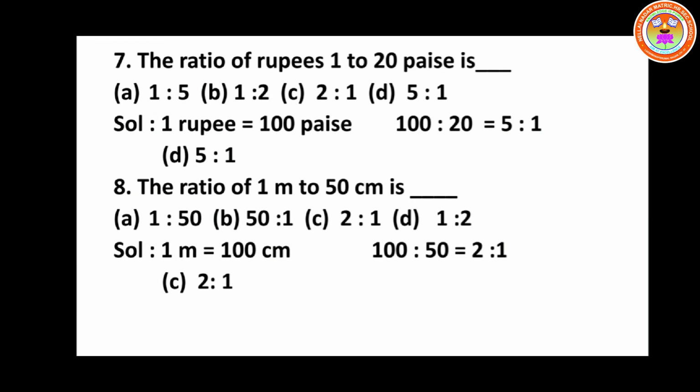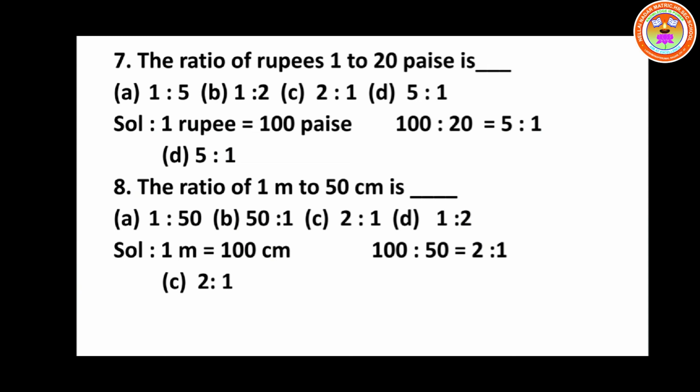Now, eighth problem: the ratio of 1 meter to 50 centimeter. As I told you, it is in different units. The first one is in 1 meter, the other is in 50 centimeter. So, let us convert both into the same unit. Let us convert 1 meter to centimeter, then we will be able to find the answer.